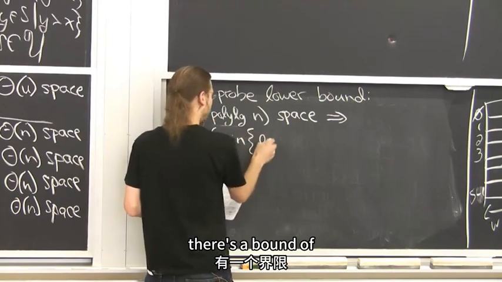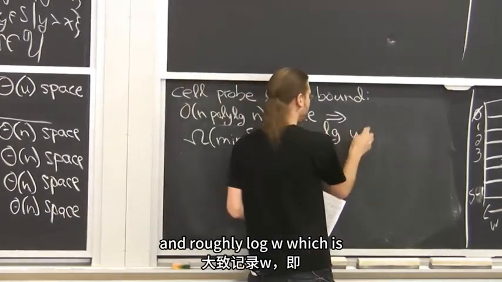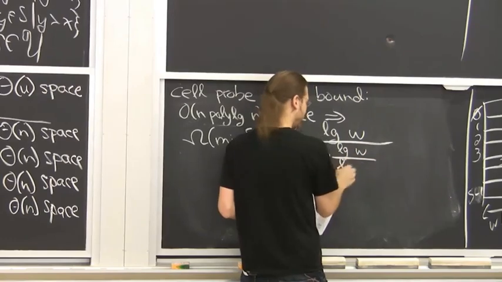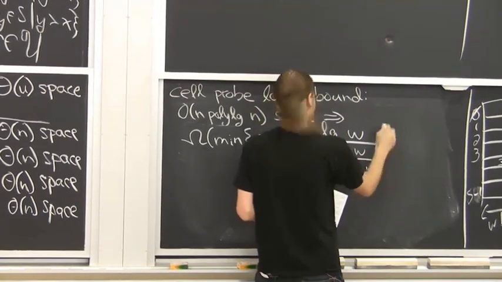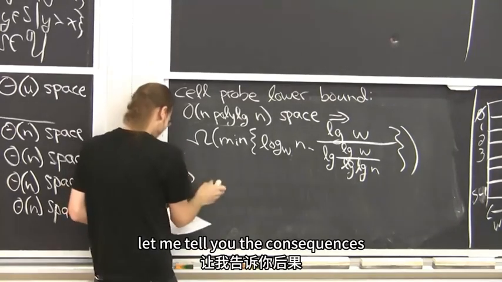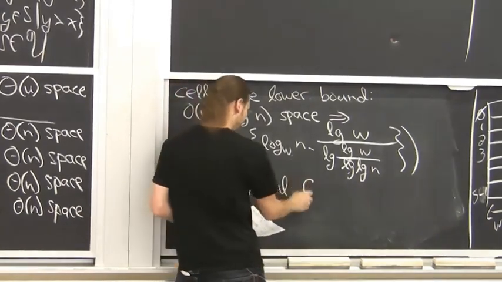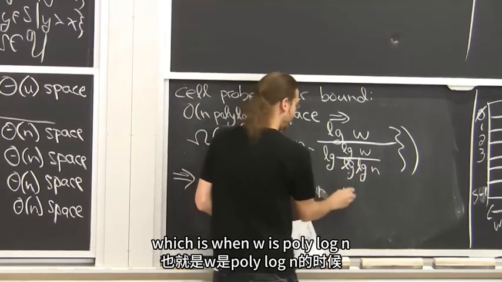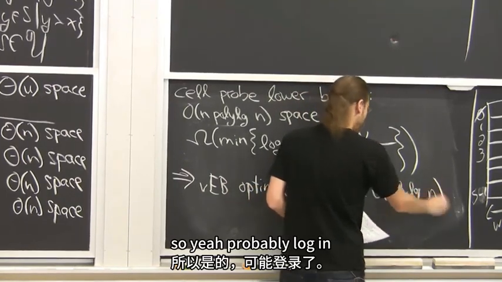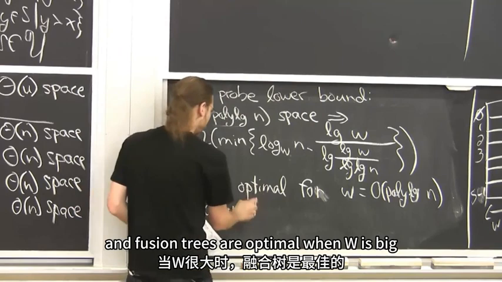there's a bound of the min of two things: log base W of n, which is fusion trees, and roughly log W, which is van Emde Boas, but slightly smaller than that. Pretty weird. Let me tell you the consequences. It's a little easier to think about. Van Emde Boas is going to be optimal for the cases we care about, which is when W is polylog n. And fusion trees are optimal when W is big.